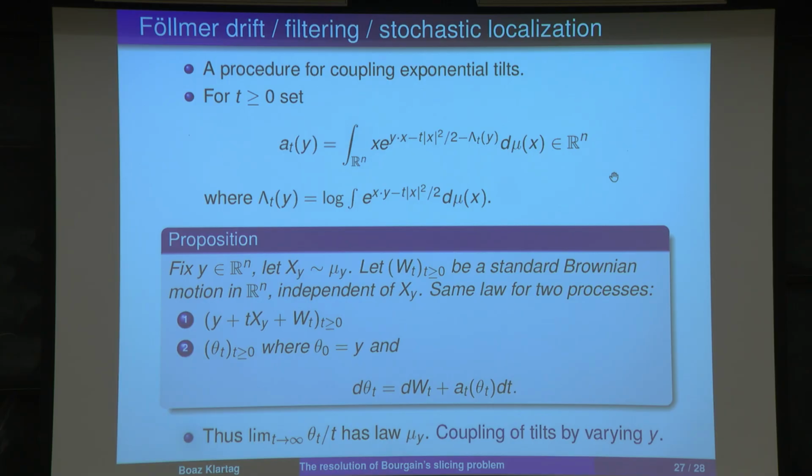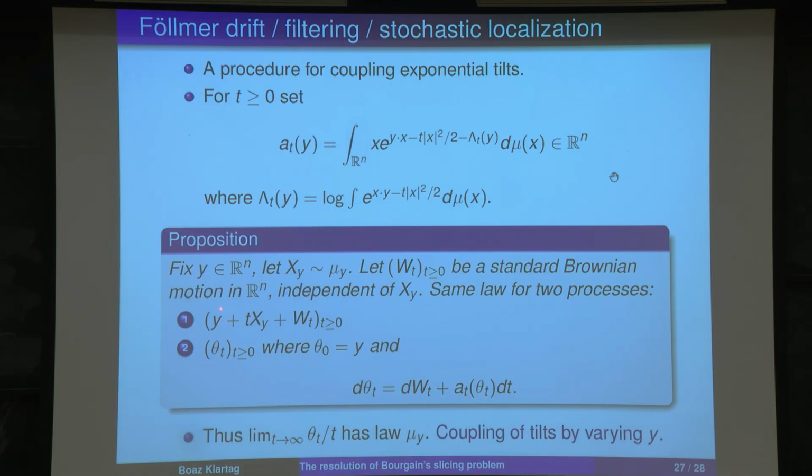So let me tell you how it works. First of all, I need some definition. A_t of y is the barycenter of a certain Gaussian tilt of the measure mu. Now the claim, the proposition that was known in nonlinear filtering theory for many years, is the following. There are two things that have the same law. Let me fix some vector y, some tilt y. Let X_y be a random vector whose law is the tilted measure. Let W_t be a Brownian motion in R^n, independent of X_y. Then the following two processes have exactly the same law.